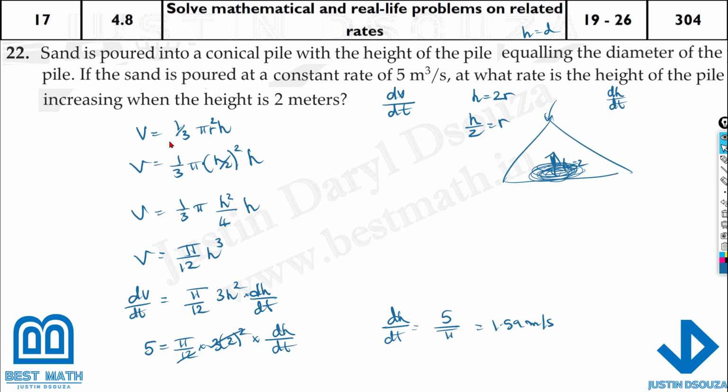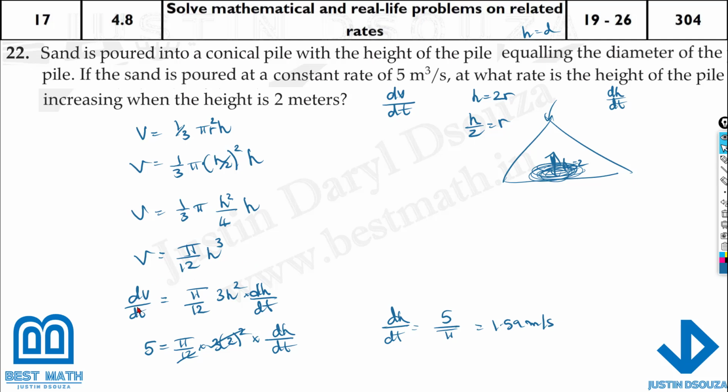The cone's volume is given by V is equal to 1/3 pi r squared h. You need to remember the formula because it's not given here. And then we just do the substitutions. What is known? r is equal to h by 2, square it up and rearrange the terms. It will be V is equal to pi by 12 h cubed.